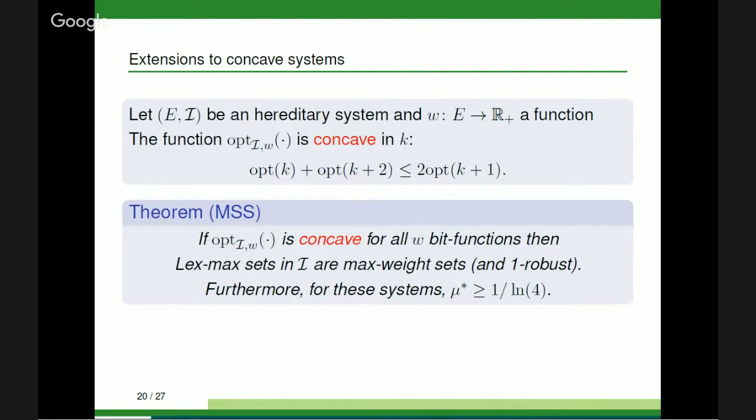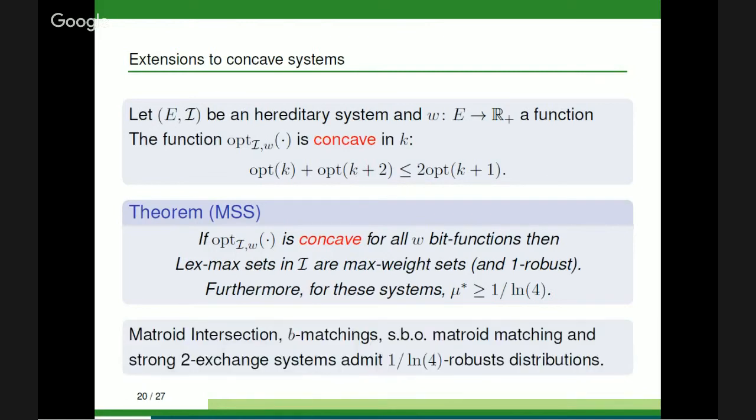So the strong lemma also holds, and we have our results. I'm not going to show how this is proven, but at least I want to tell you that there are interesting examples. For example, matroid intersection. So the intersection of two matroids is a concave system.